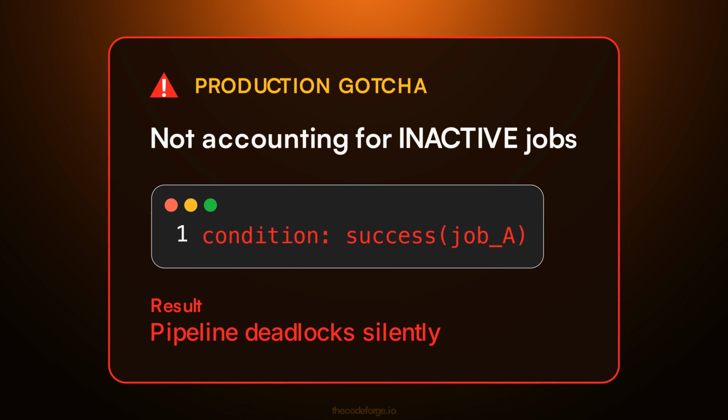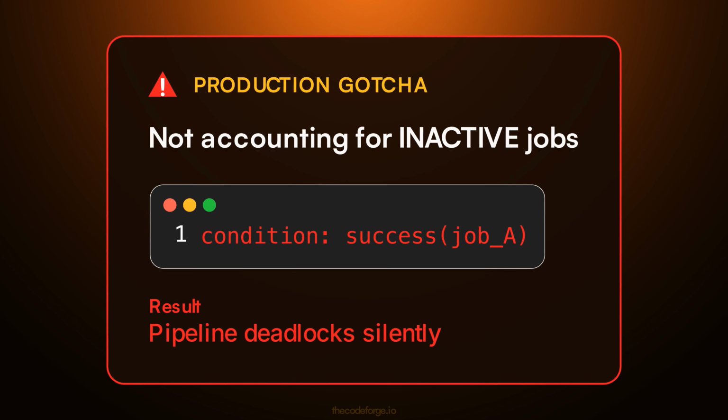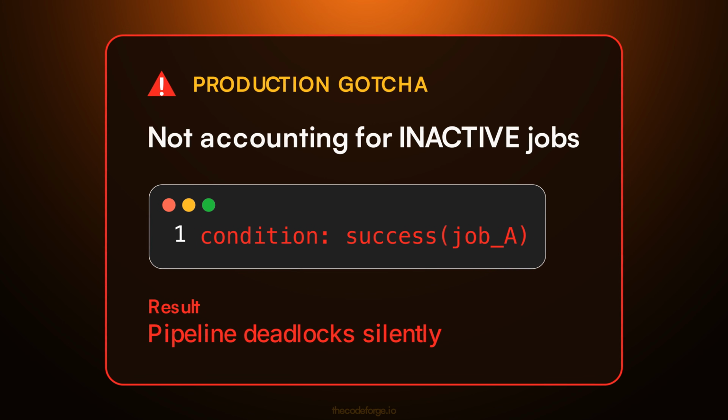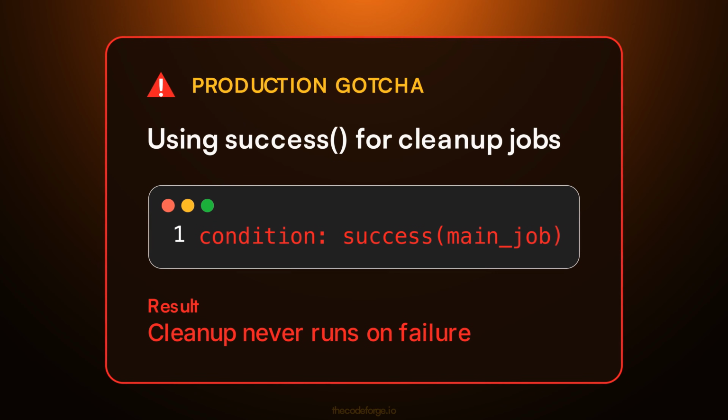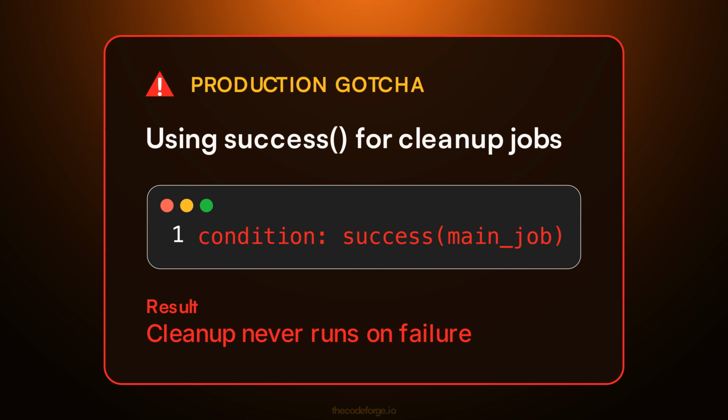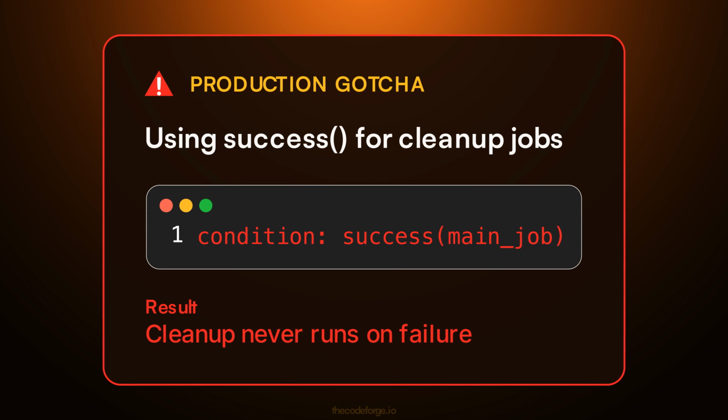If job A is inactive, never ran, success, job A never evaluates to true. The dependent job stays pending forever with no alert. Always verify reference jobs are scheduled or use done if the dependency is not strict. A common production mistake is using success for cleanup jobs. If the main job fails, the cleanup never runs, leaving temp files or stale locks. Always use done for cleanup, notification, or logging jobs.